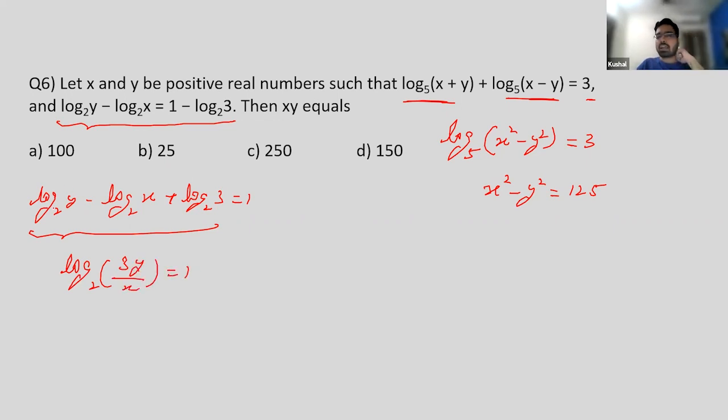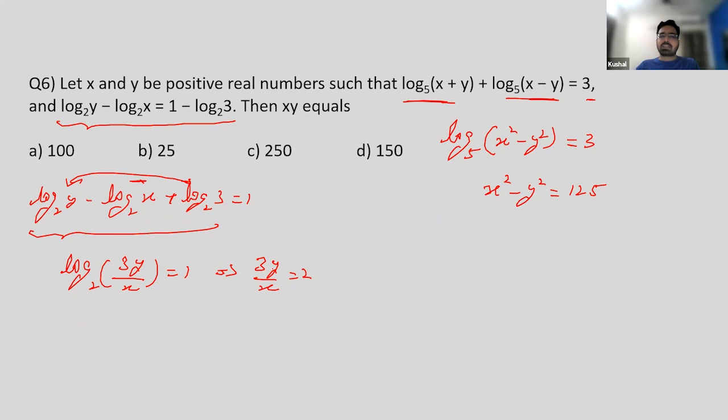It's a simple log a minus log b plus log c combination, right? So the positive values you will multiply and the negative value you will take in the denominator, right? So log base 2, 3y by x is equal to 1. Again, apply the basic definition of log. You will realize 3y by x will turn out to be equal to 2, right? Now I have two equations in x and y, and then I can go ahead and solve this.